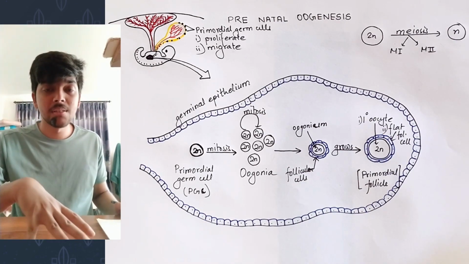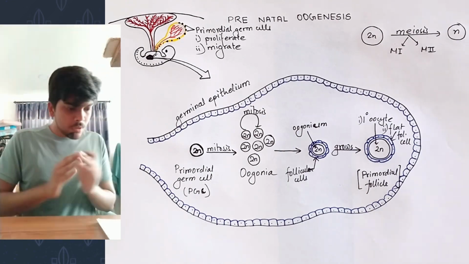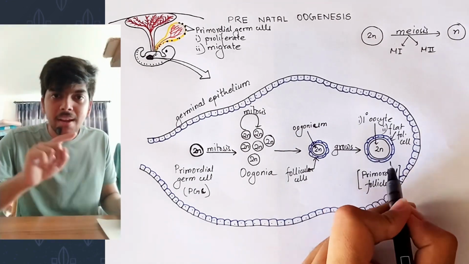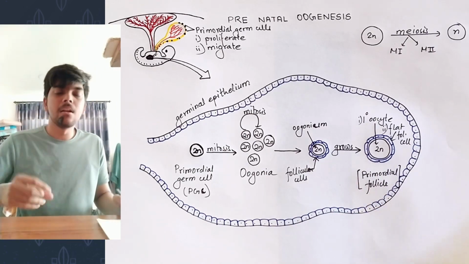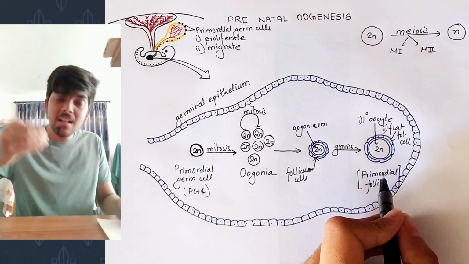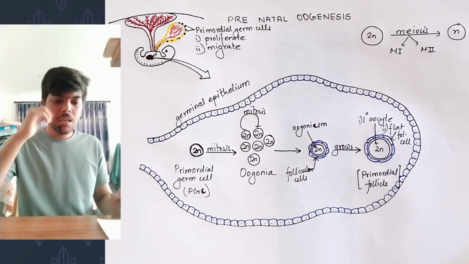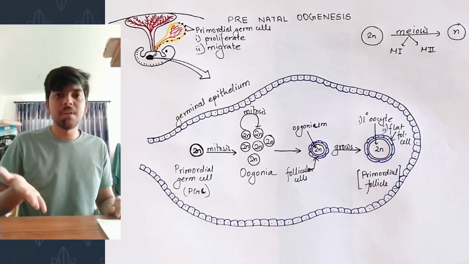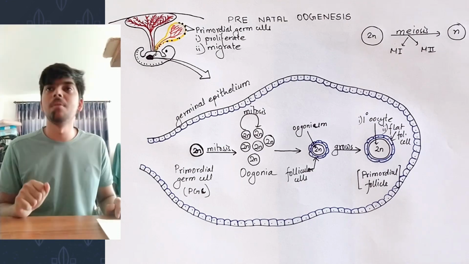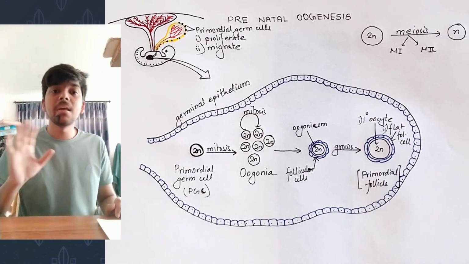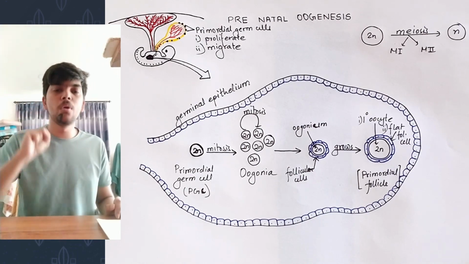However, here's the thing. After primary oocyte enters meiosis 1, it gets arrested. That is, it stops its cell division in meiosis 1. In meiosis 1, there are various phases: prophase 1, metaphase 1, anaphase 1, telophase 1. Within prophase 1 as well, there are various stages. Among them, there's a stage called diplotene.